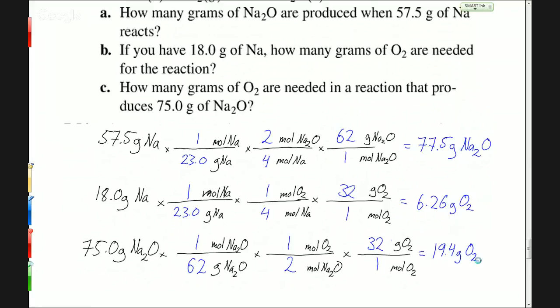This is a little more commonly how we would do this in a research setting. We want to make a certain amount of the product, and so we want to know how much of the reactant we need to then actually do that.